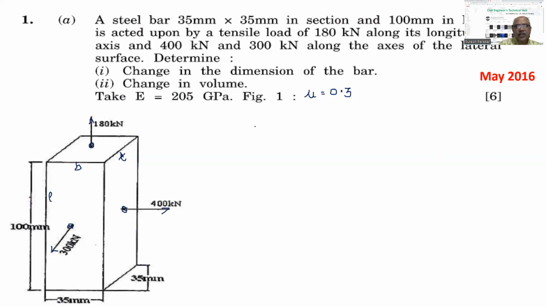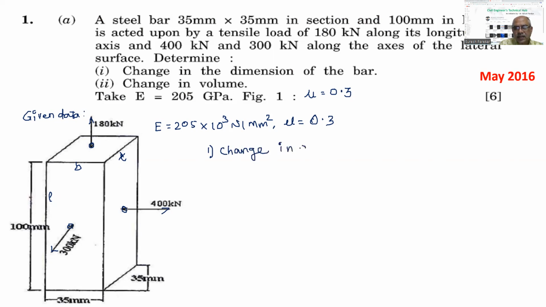Now for the change in the dimension, we have delta. I will start with the given data. You can write here: given data. In the exam, you have to draw the diagram again, and then write E = 205 × 10^3 Newton per mm square and mu = 0.3. Now first we have delta L by L. So first we will go for the change in dimension and then the change in volume.